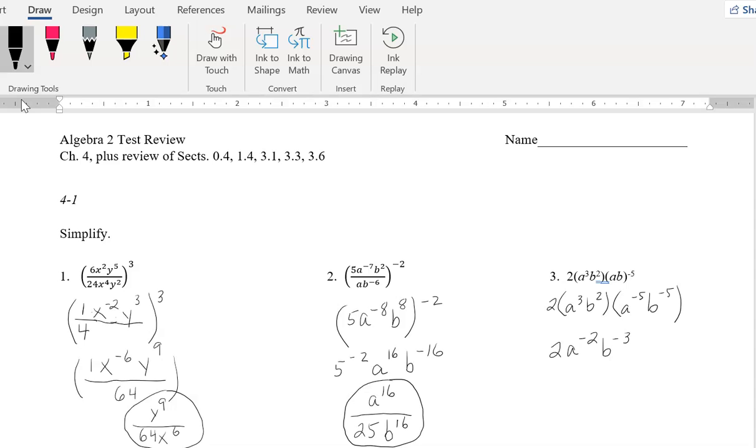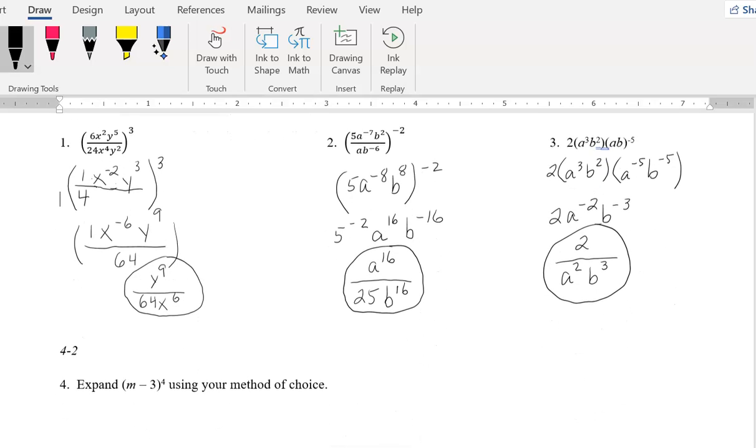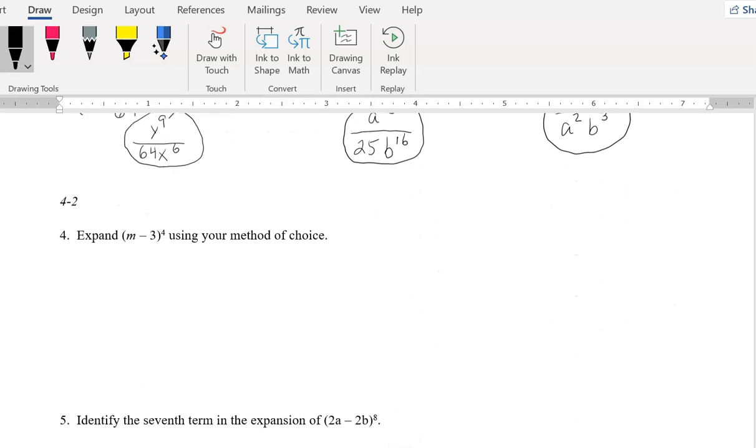And the ones, just the ones that have negative exponents need to be changed. 2 does not have a negative exponent. It's got an exponent of positive 1. So 2 is staying put, but in the denominator of this fraction, I'm going to write this as a to the positive 2, b to the positive 3. And that's my answer for number 3. All right, let's scroll down and we'll take a look at the next problem.